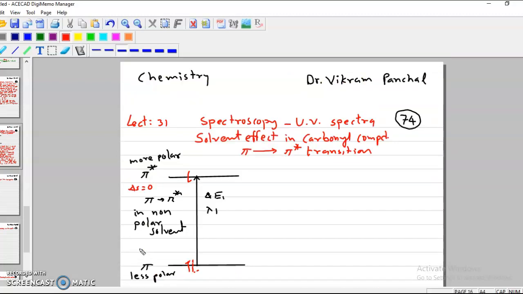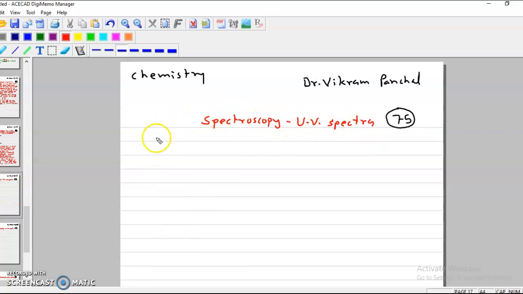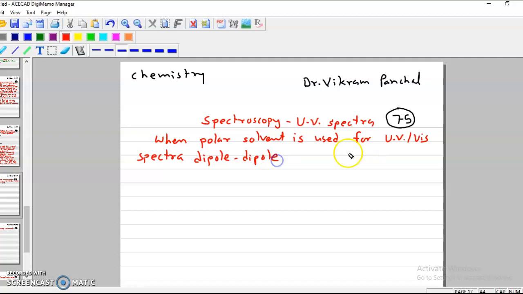Now, when a polar solvent is used for UV visible spectra, dipole-dipole interaction occurs between the polar compound, that is the carbonyl, and the polar solvent.